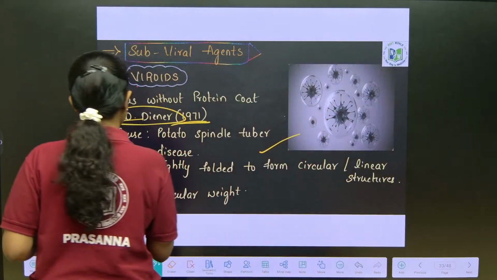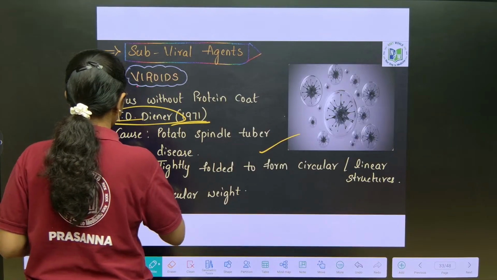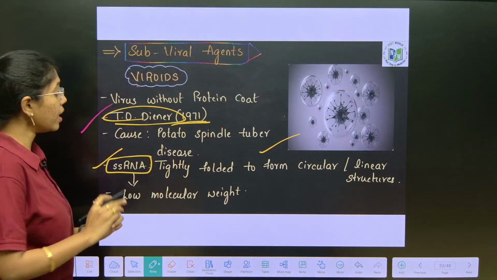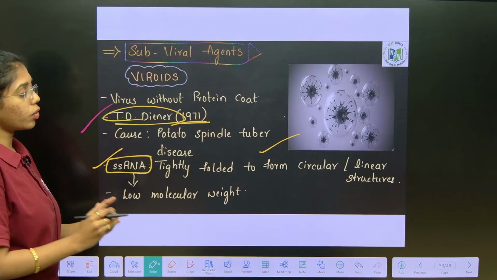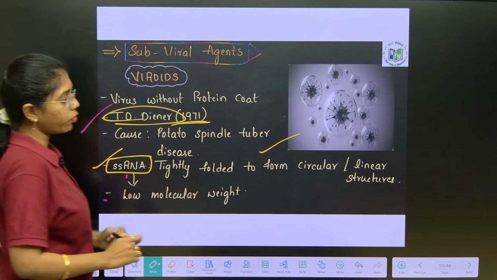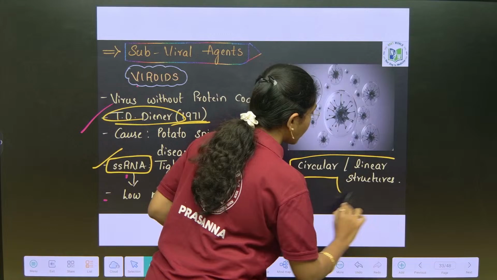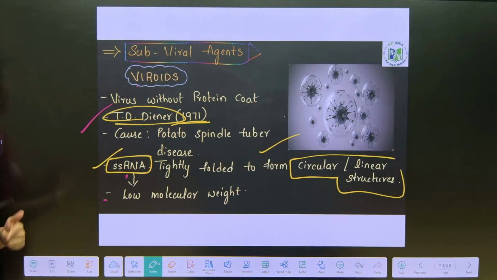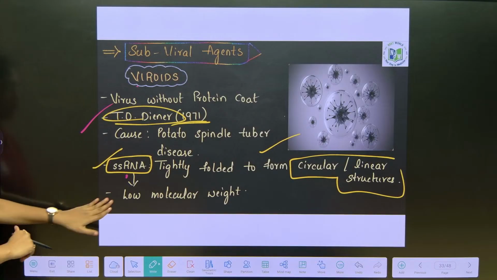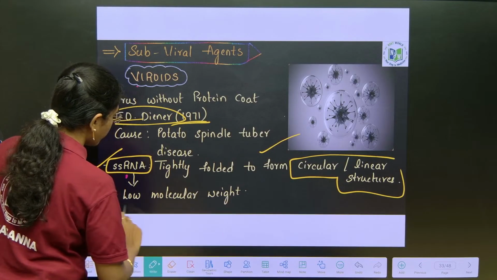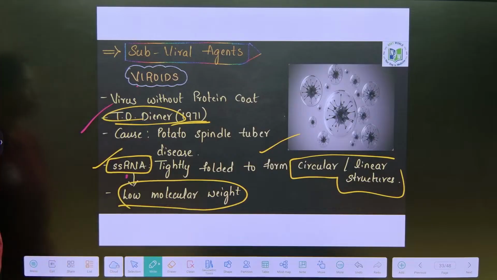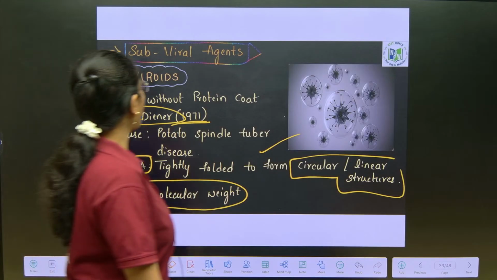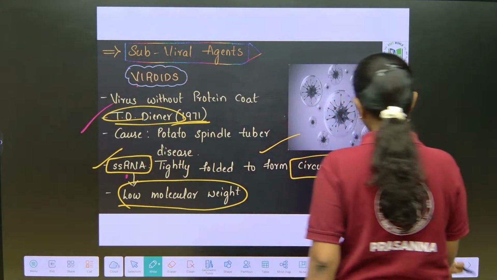They have single stranded RNA, tightly folded to form circular or linear structures. Okay, single stranded RNA which is tightly folded into circular or linear structures. This has a very low molecular weight, very low when compared to a virus.